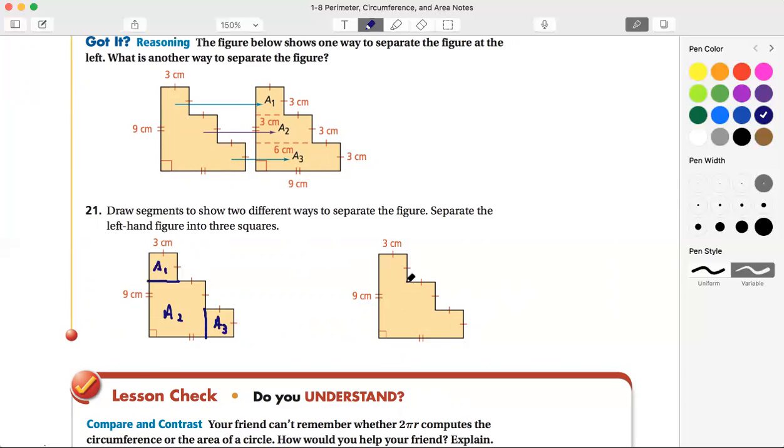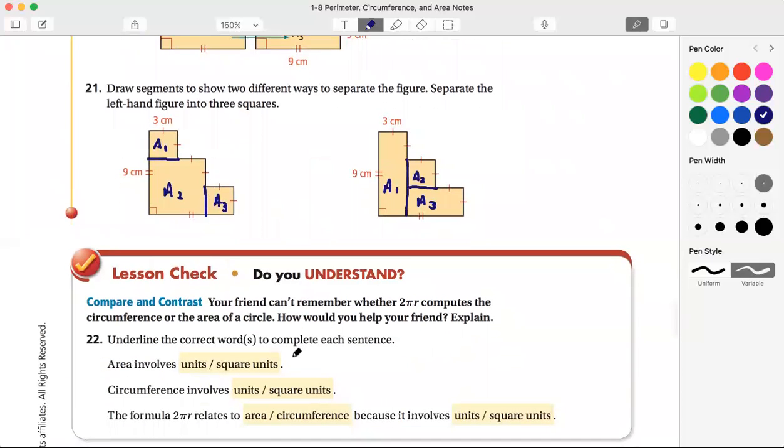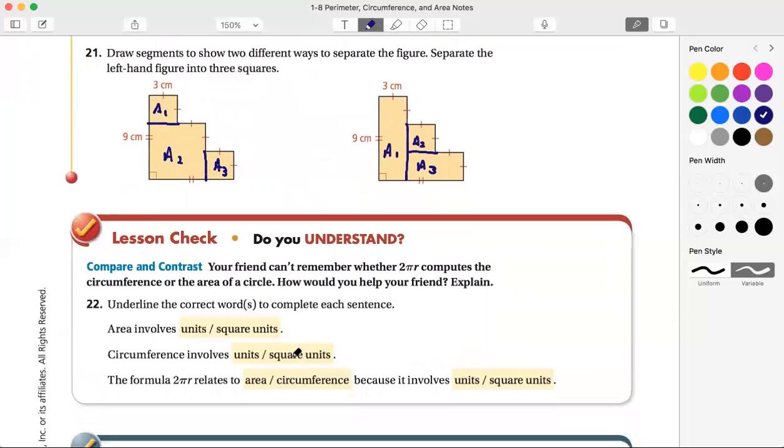I could have also done it this way, and here's area 1, and I could have done it this way, and here's area 2, and then here's area 3. All right. So all of these would give me different ways to separate the areas. And I just have to add up those areas and I could do it.